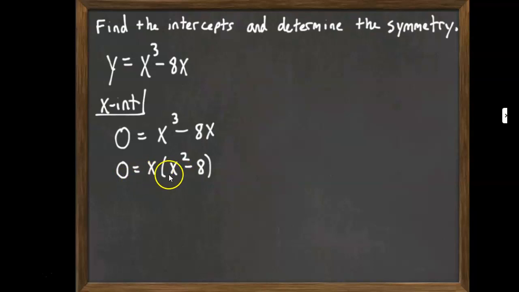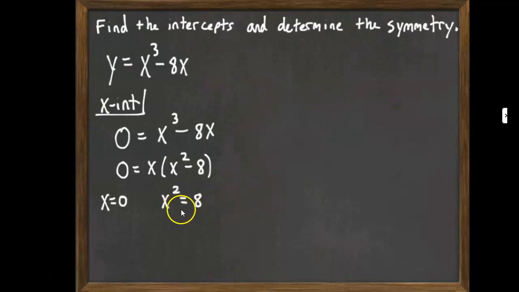Well, at that point, since it's factored, I can't factor x squared minus 8 any further. That is not a difference of perfect squares. So what I can do now is take each factor and set it equal to 0. On the one hand, I have x equals 0. On the other hand, I'd have x squared minus 8 equals 0, and I'm just going to take one extra step and move the 8 over to give me x squared equals 8.